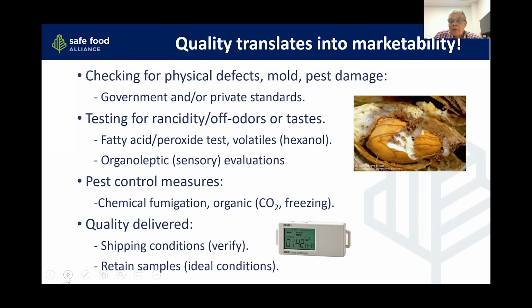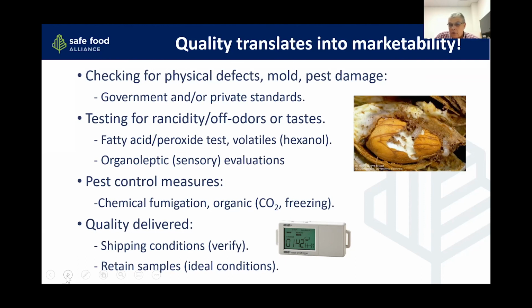Clearly, the almond up there that's being devoured by a moth larvae is not what you want to see, but there can be standards for a variety of things like chip and scratch in almonds, a closed shell in pistachios. Other things that you might test for in terms of quality would be things like rancidity, off odors or tastes, especially with high-fat products, they can go stale if they're shipped in adverse conditions. So looking at the fatty acid or peroxide tests in nuts, volatiles like hexanol, they're increasingly looking at different types of chemical markers that they can try to tie to the rancidity phenomenon. And of course, the organoleptic or sensory evaluations, the taste and smell tests, are the ultimate decision as far as whether or not the consumer would accept that product.